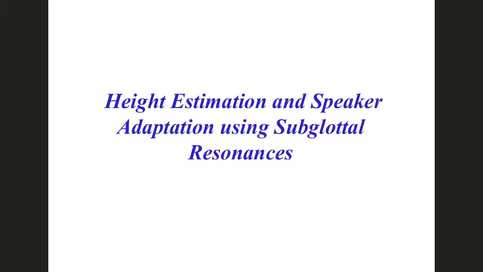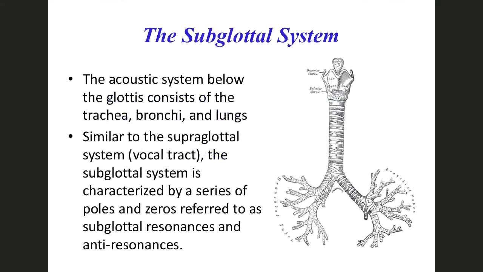All right, so that was one project. I'll very quickly tell you about another project. It's also fun. It's estimation of height using what we call subglottal resonance. Okay. So the resonances I talked about before were related to where your tongue is with respect to the jaw. But there's also the subglottal system, which is the bronchi, the lungs.